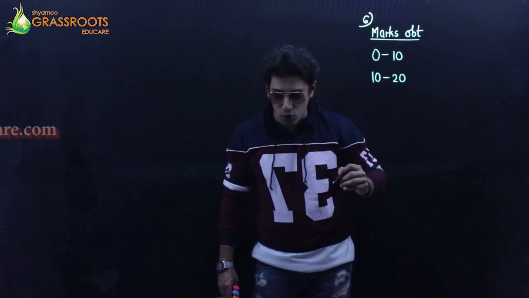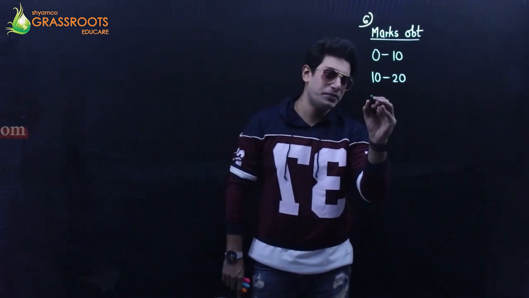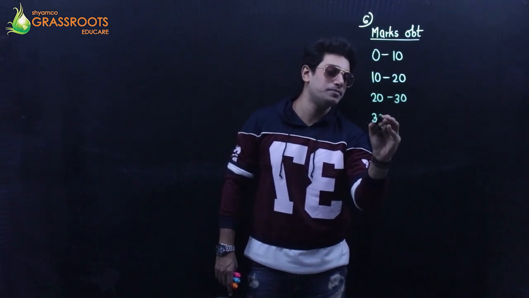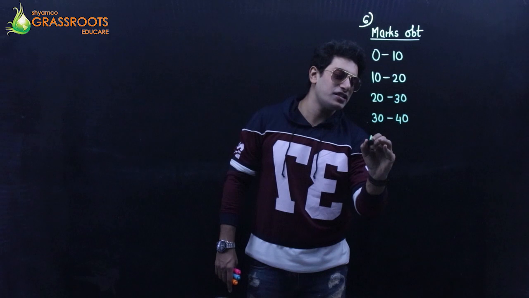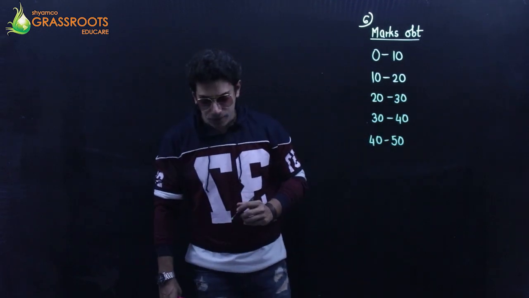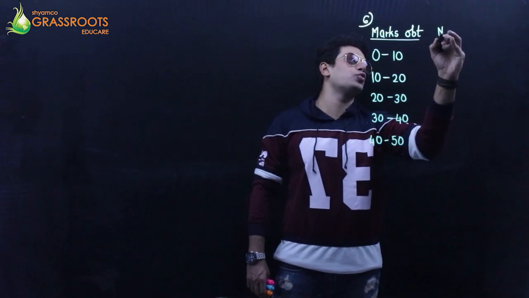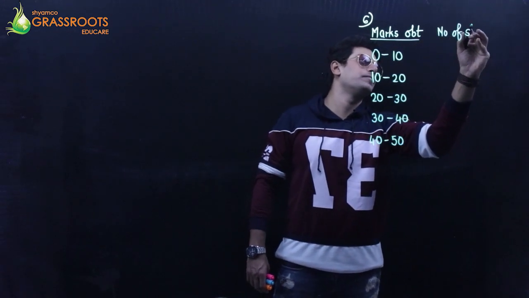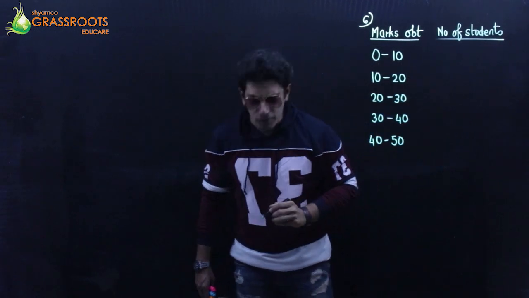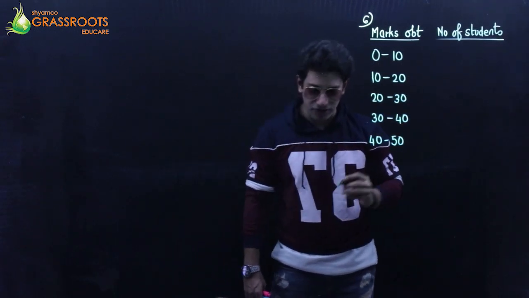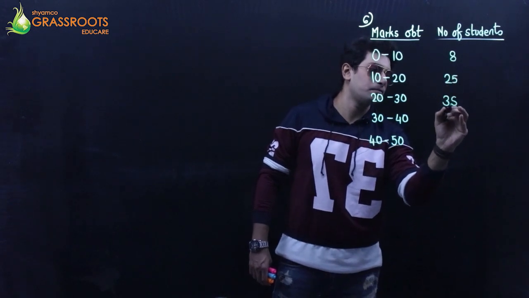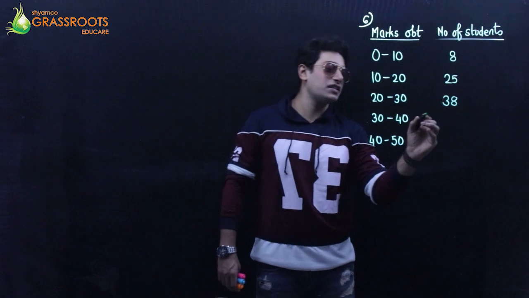Less than 30, it goes on till less than 50. So this is going to be the class interval of marks obtained. Less than 50, it shall terminate at 40 to 50. The cumulative frequency, that is the number of students, is as given. Alright, the number of students are 8, 25, 38, 50 and 67.